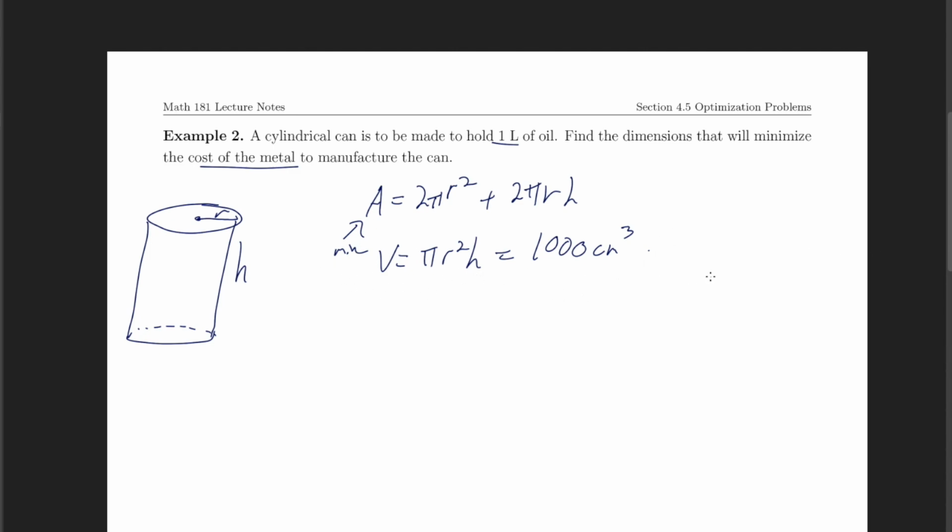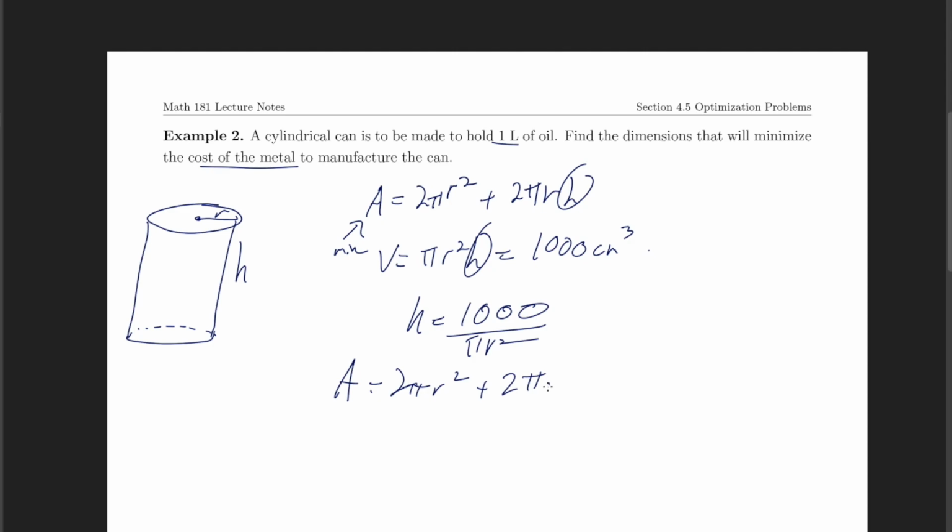Alright, so I want to minimize this. So what do I want to do first? Well, I have an h here and an h here, so I'm going to try to get rid of the h. If I solve for h, I get h is equal to 1,000 divided by pi r squared. I'm going to plug that into my A, so I get 2 pi r squared plus 2hr, which is 2 times 1,000 over pi r squared times r. So this pi cancels, this r cancels, and I can really get 2,000 over r.